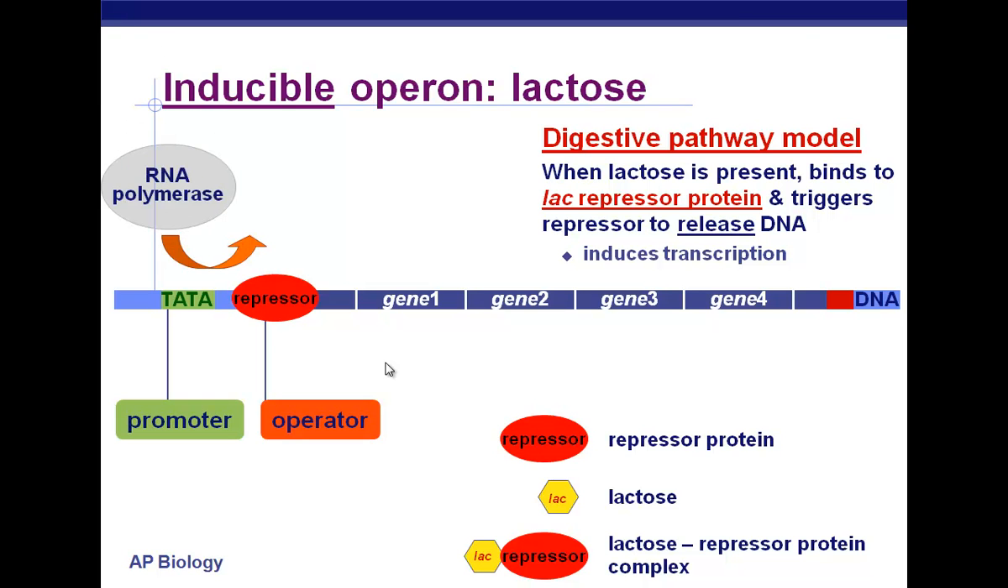So in this example right here, the repressor protein is already bound to the DNA. So when RNA polymerase comes over, there is nowhere for it to bind. It can't transcribe or translate. In other words, with the repressor protein bound here, this gene is off.